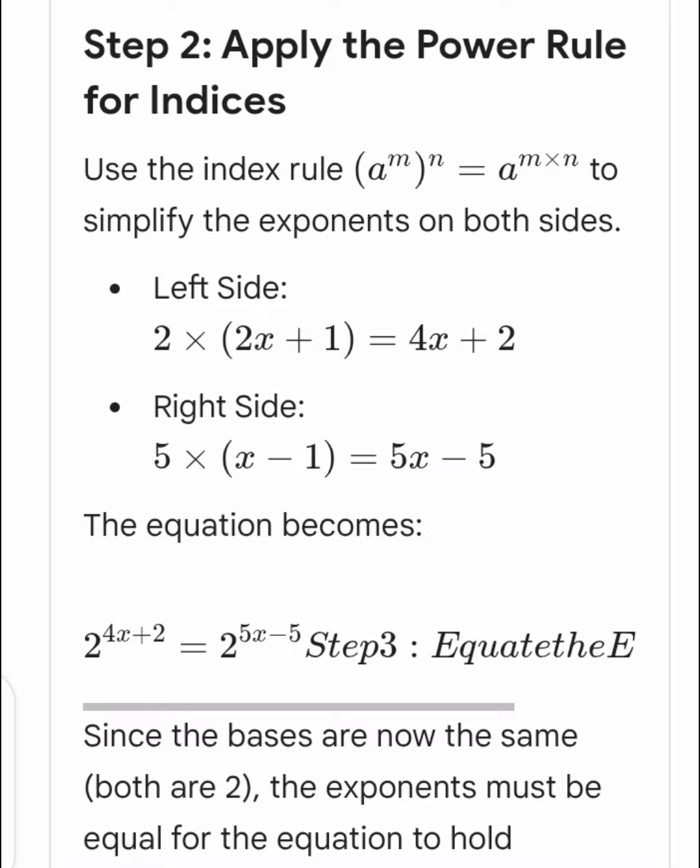So now we just solve for x. I'll subtract 4x from both sides. That leaves 2 equals x minus 5. In a final step, just add 5 to both sides, and that locks it in. x equals 7. Simple as that.